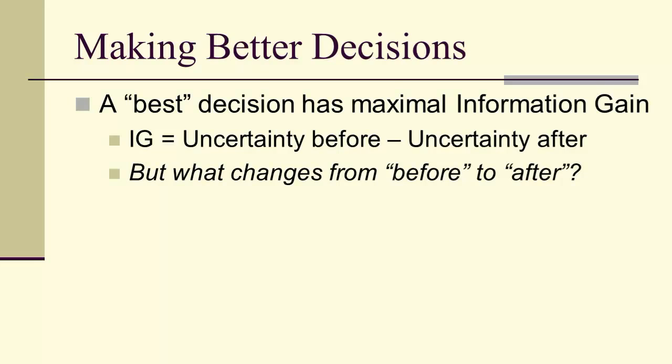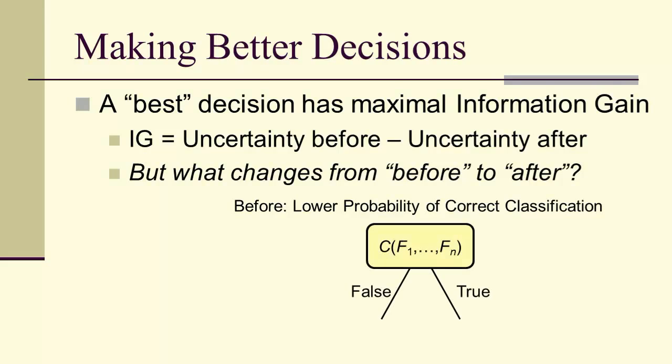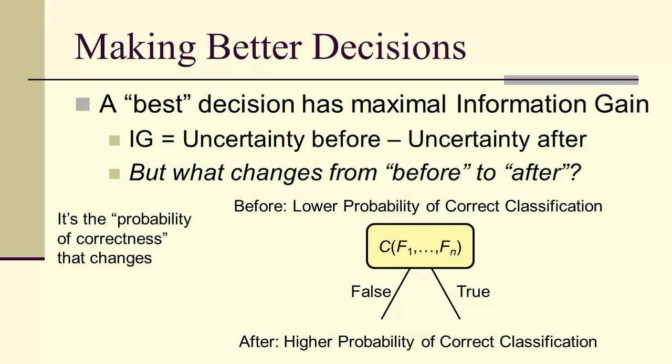A best decision has maximal information gain. And the information gain is essentially the uncertainty before minus the uncertainty after. But what about changes from before to after? Before, we had a lower probability of correct classification. Then we made a decision. And afterwards we had a higher probability of a correct classification. It's the probability of correctness that changes.